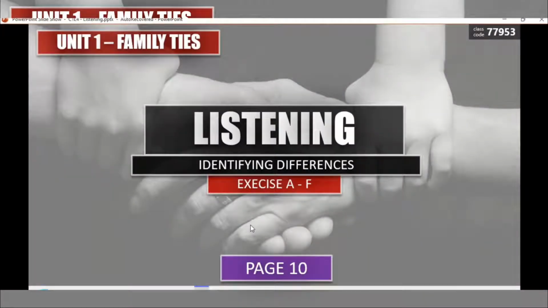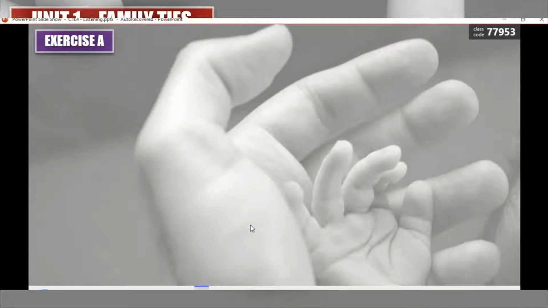Listening, Unit 1. Identifying differences. Exercise A until Exercise F. You can refer to your textbook, page 10. Exercise A. In this unit, we are focusing on answering multiple questions and identifying differences in the pictures.